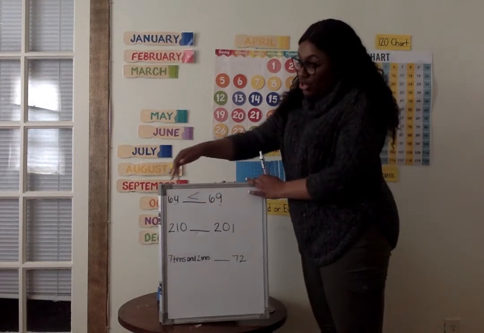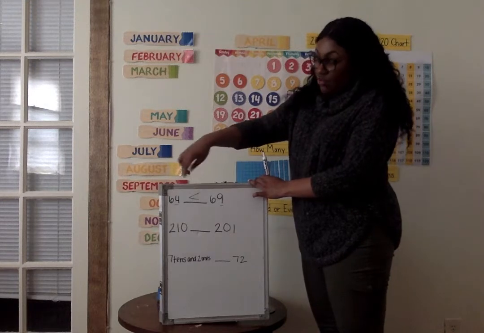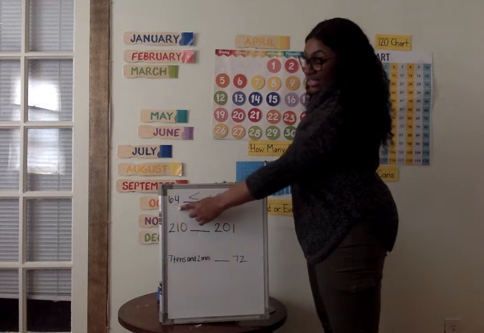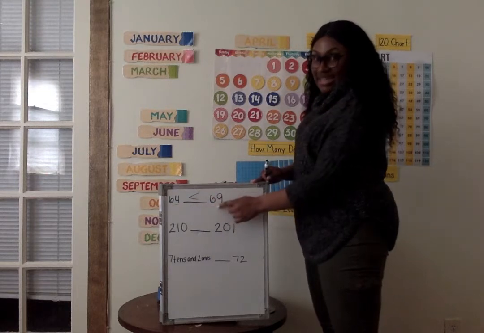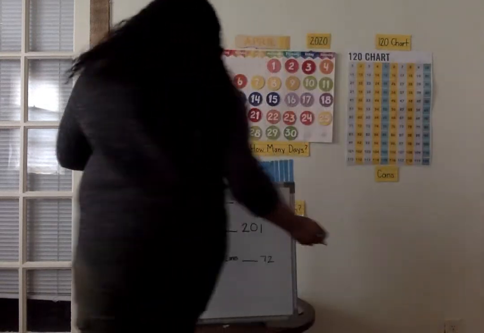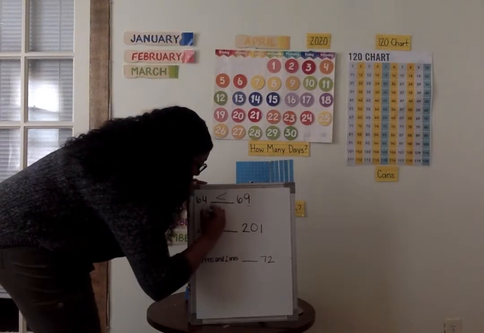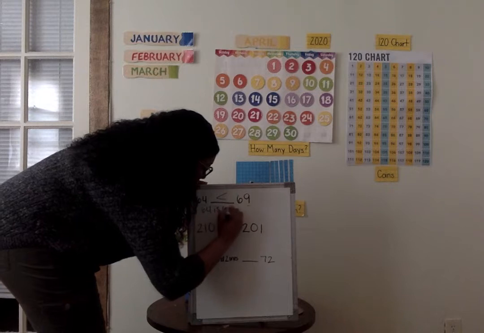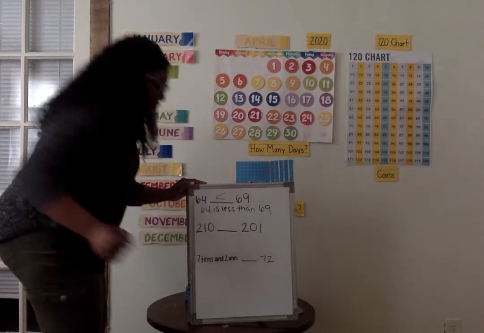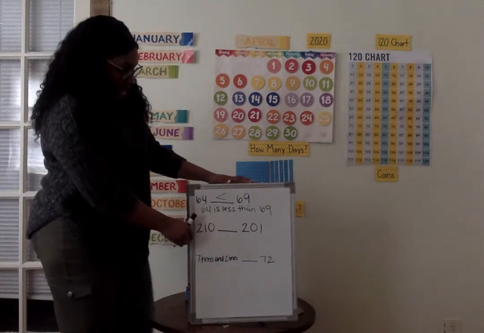Do not forget, we always read from left to right. So you always start on this side. 64 is less than 69. Let me go ahead and write that underneath. 64 is less than 69.